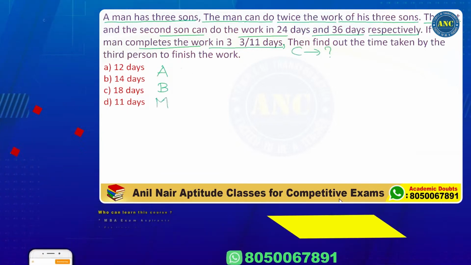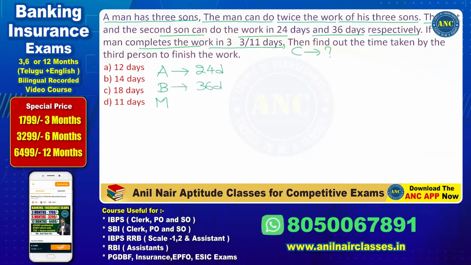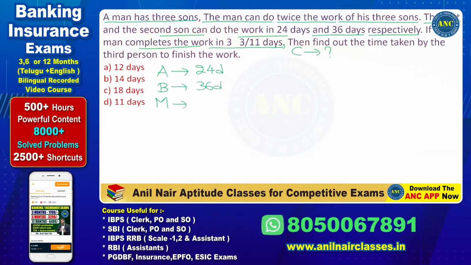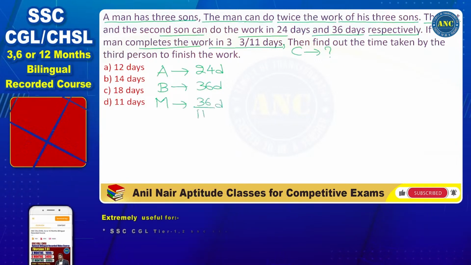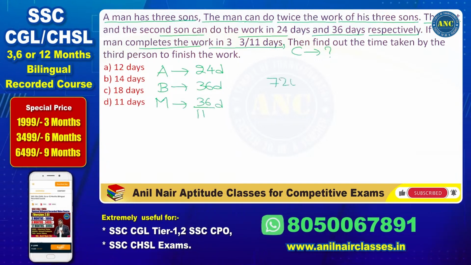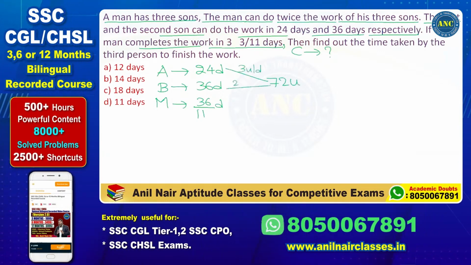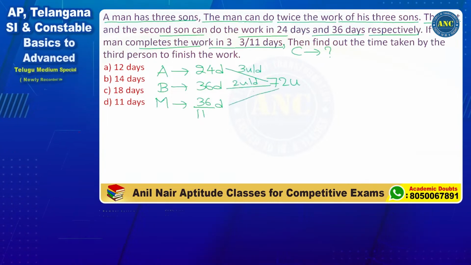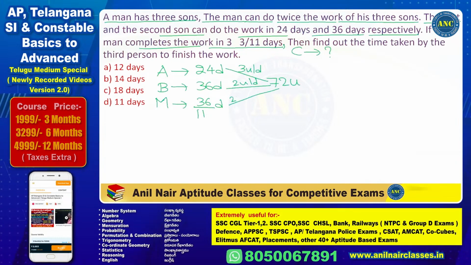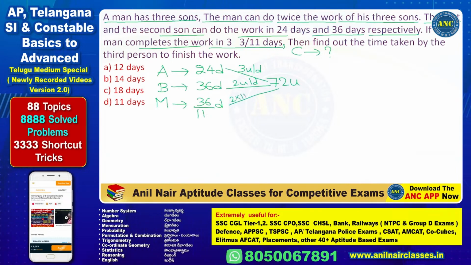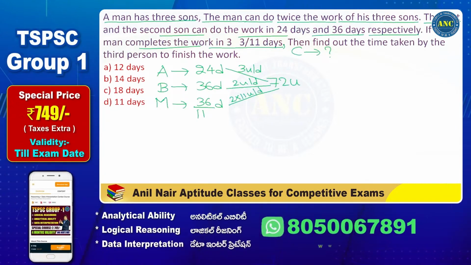And the man's days is also given. A is nothing but 24 days. B is 36 days. And man is 3 by 11, which is nothing but 36 divided by 11 days. So the LCM of all these is 72. 24 into 3 is 72. 36 into 2 is 72, but the 11 I should cancel, so multiply by 11 so that the 11 will cancel. So the man's efficiency is 22 units per day. 2 into 11 is 22 units per day.